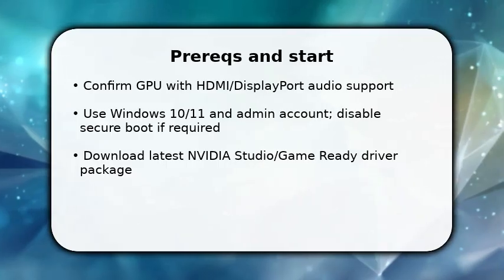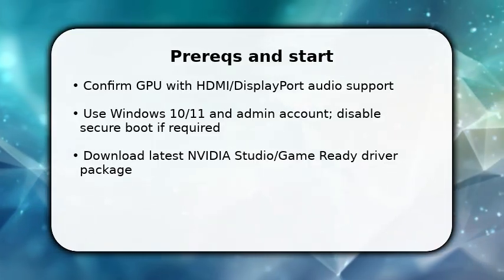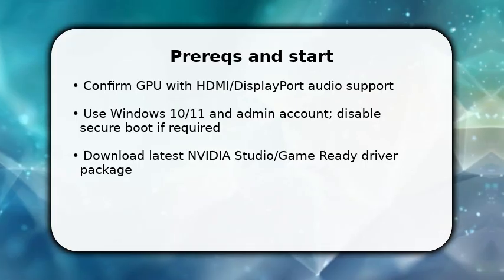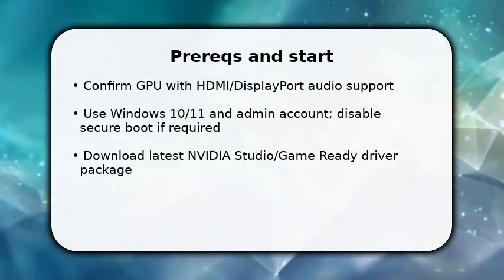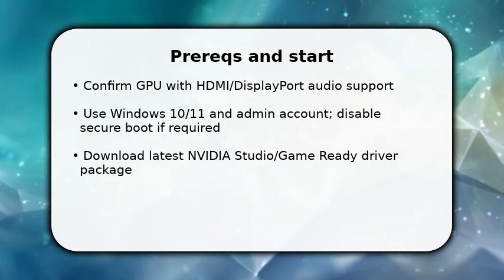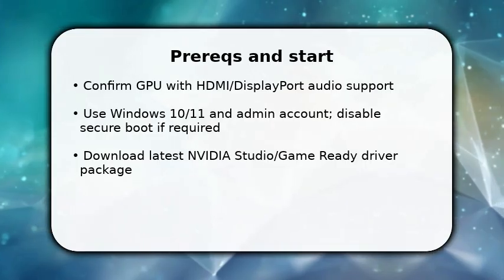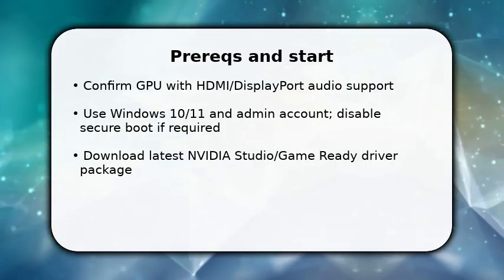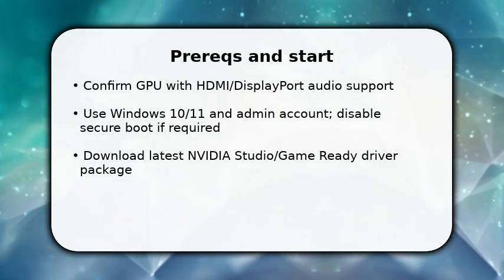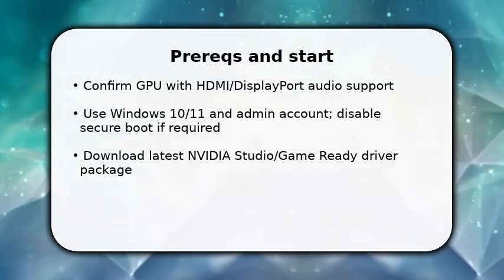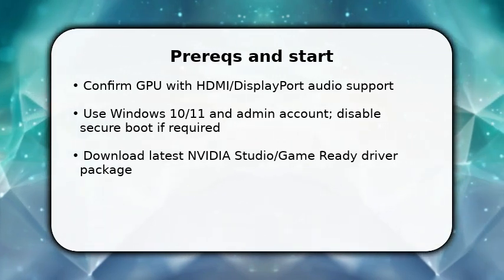You start by confirming your GPU supports HDMI or DisplayPort audio. This is essential. Next, run Windows as an administrator and ensure Windows 10 or 11 is up to date. Once done, open Nvidia GeForce Experience or the Nvidia driver download page and download the latest Game Ready or Studio driver package. You need the package that includes HD audio. Make sure to note your GPU model and the download folder so installation begins without delays.